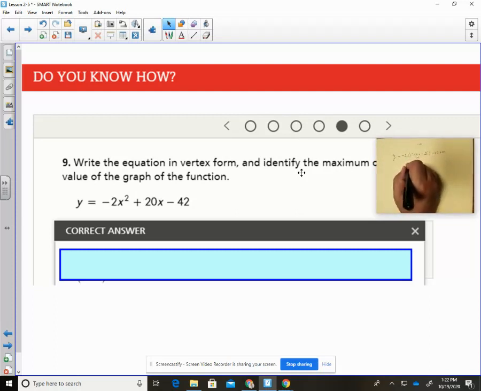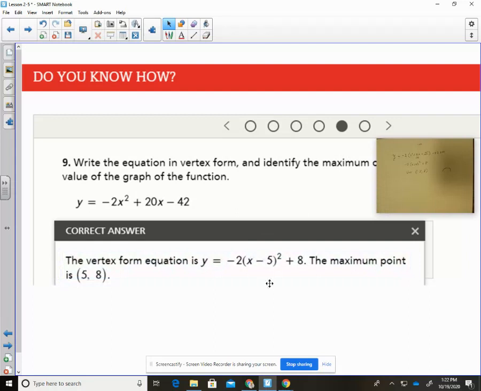So then that gives me minus 2 times x plus 5 squared plus 8. So then that tells me my vertex is at negative 5, 8. And this graph is opening down because a is negative. So it's going to have a maximum, and the maximum is going to be at 8. Okay. The maximum point is negative 5, 8. The maximum value is 8, and it occurs at x equals negative 5. Okay.